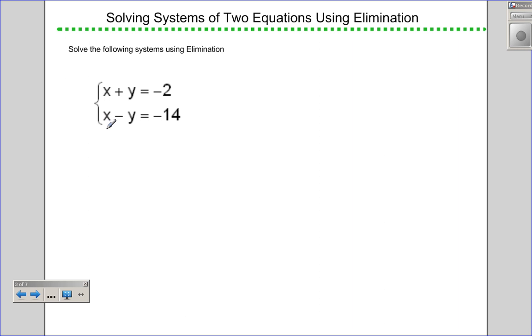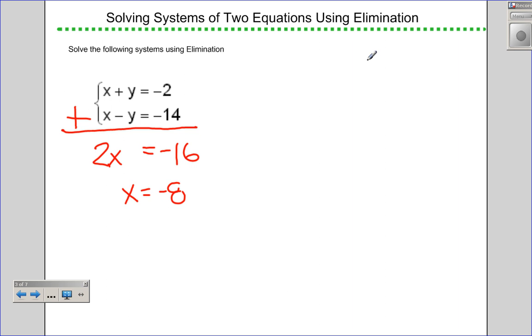So in example 2, I'm going to do a very similar thing. Just make my big plus sign. I notice I have opposites in the y's, so I can combine. x plus x is 2x. The y's cancel, or they eliminate each other. And negative 2 plus negative 14 is negative 16. So x equals negative 8.